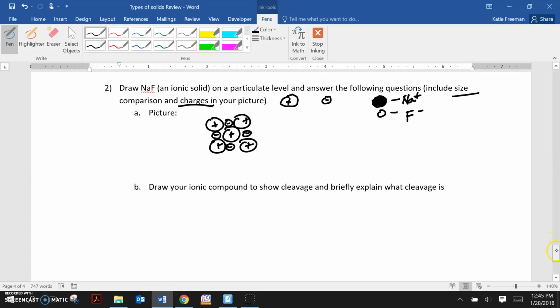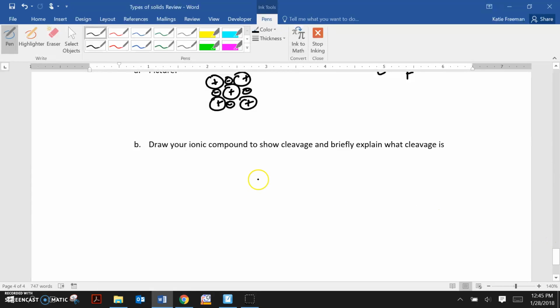Okay? And then draw your ionic compound showing cleavage and briefly explain what cleavage is. Okay, and you saw that in one of the multiple choices, so again, this is why I have it here, is just to basically make sure you think about what it is so that you can answer the multiple choice questions appropriately. Okay, remember basically what cleavage is when you have the two charges next to each other that are going to repel and break off.